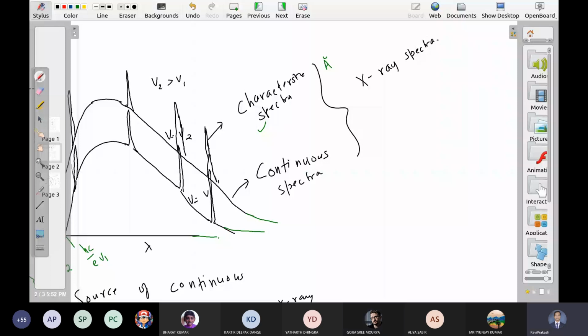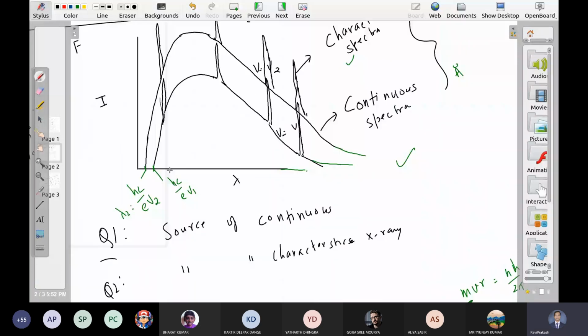Sir, in this graph, some spikes are there. Sir, if we keep on decreasing the accelerating voltage of the high-speed electrons, then will the graph shift left or right, sir? If you decrease the potential, it means the minimum lambda will increase. Lambda increase means energy decrease. So your graph will shift towards the right.